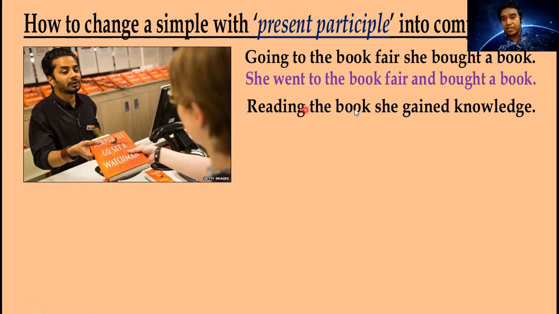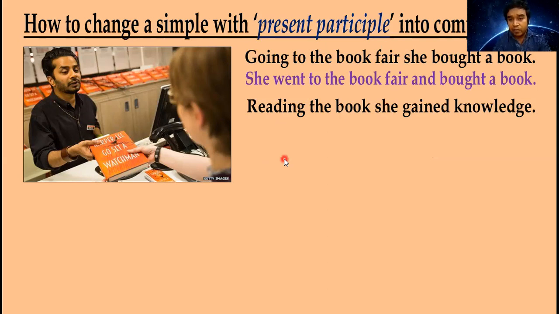Reading the book, she gained knowledge. What will be the answer, dear student? So you should make the first clause, and you need to take a subject. You know that here the only subject is she, so you can use she. And then you can see that the last clause is in past tense, so you have to choose the verb as past tense. Then she read, as we know that the three forms of read are the same.